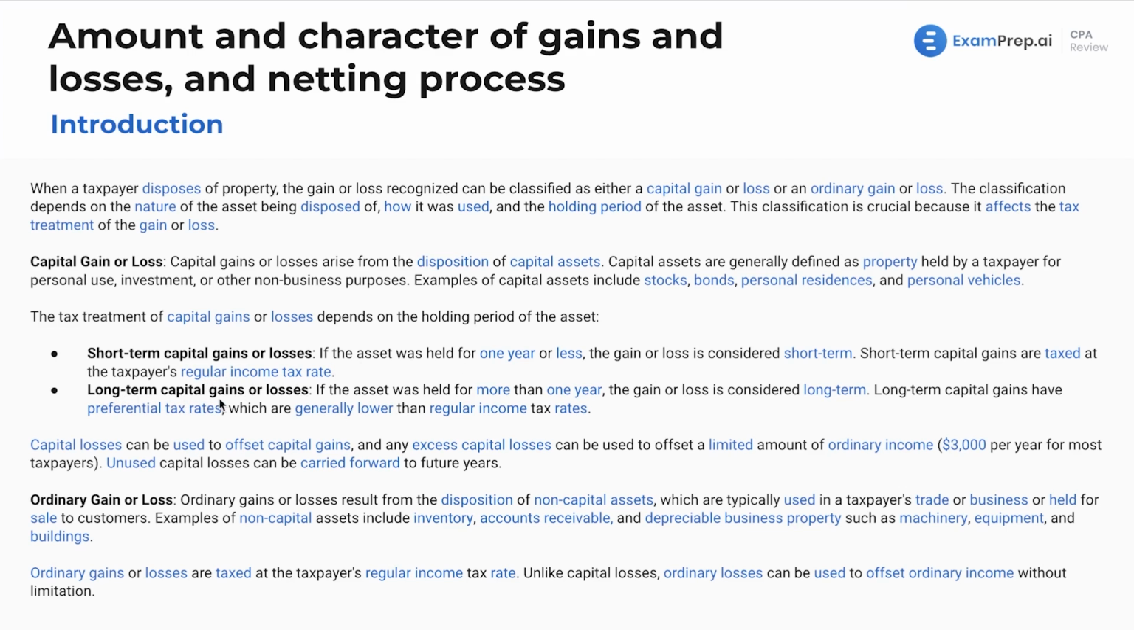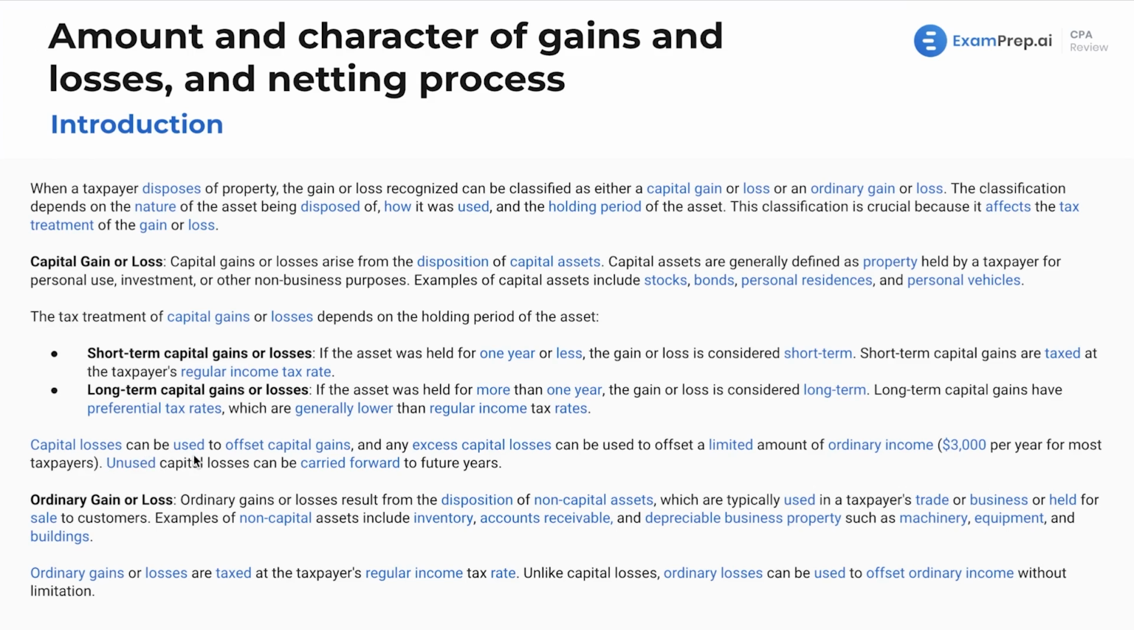For a long-term capital gain or loss, which is preferable, if the asset was held for more than 1 year, the gain or loss is considered long-term. Long-term capital gains have preferential tax rates, which are generally lower than regular income tax rates. That's super important because your regular income tax rate could go all the way up to 39%, but we'll see in the resources, definitely have this memorized. But what are the long-term capital gains rates depending on your income bracket? Generally, they're going to cap out around 20-25%.